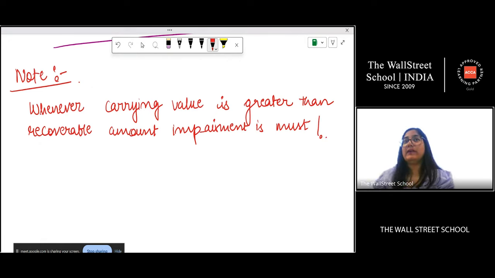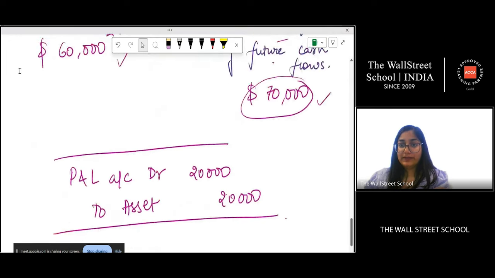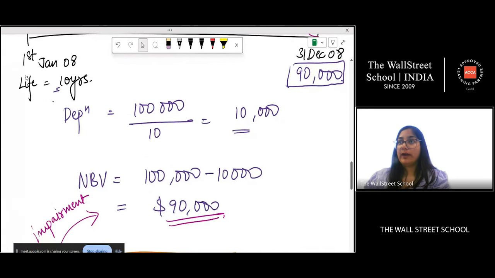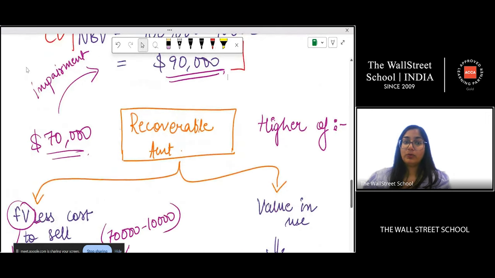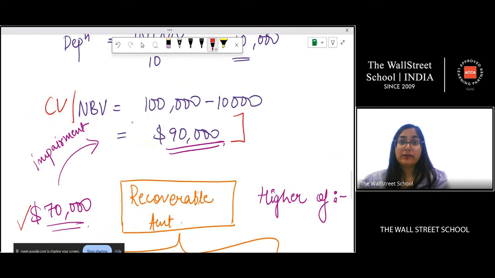So can I say whenever my carrying amount is greater than the recoverable amount, then impairment is happening. In the previous question, what have we done here? The net book value, that is the carrying value of my asset was how much? 90,000. And the recoverable amount was 70,000. Right? So whenever my carrying value is more, then in that case, impairment has happened. And that should be charged in your SOP. Okay? Is it clear?